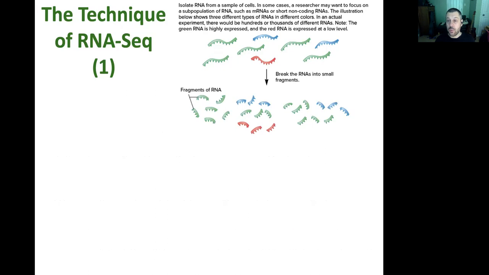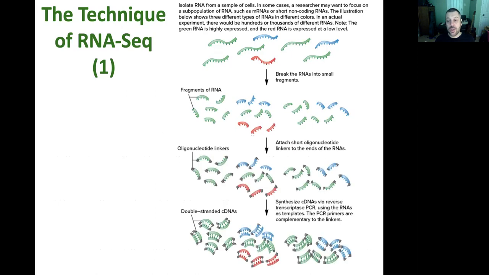You can see there's way more green than blue and red. So here are our mRNAs, and we're going to break them into small fragments just to make this experiment a little easier to do. Then we're going to do something very similar to what we did with the DNA microarray, which is make complementary DNA, using reverse transcriptase to reverse transcribe the mRNA into DNA.